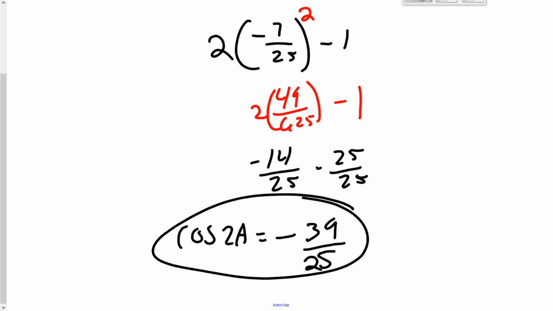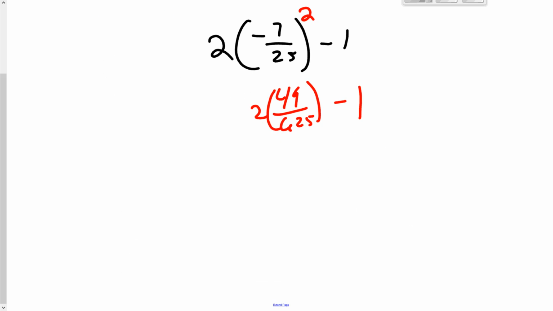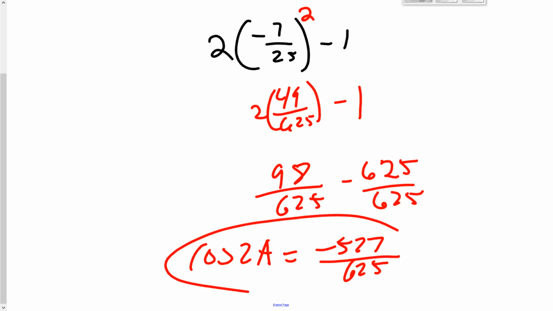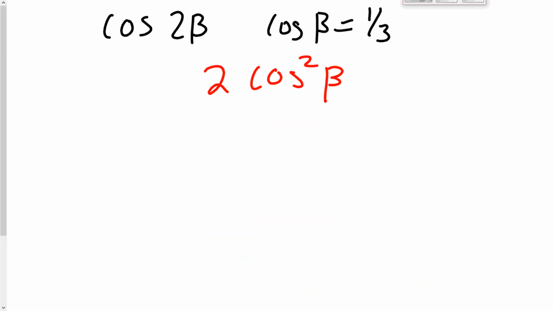So then we can erase this here. So that's 49 times 2 is 98. So 98 over 625. Subtract 1, which is 625 over 625. And so 625 minus 98, that's a negative 527 over 625. So there's actually the double angle of A. Is that one. Okay, so now we can go back to this one.